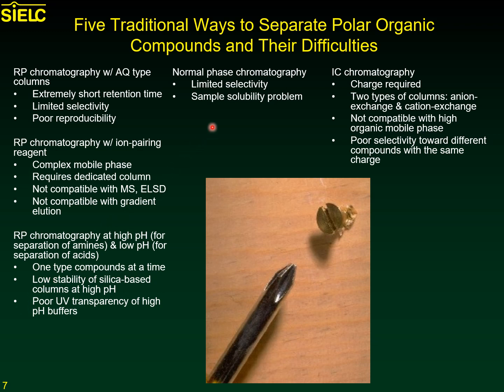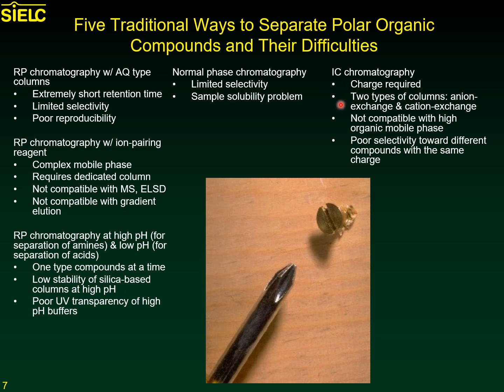Now, if one were to try to separate polar organic compounds with normal phase chromatography, they would once again find limited selectivity for individual components. And there's the potential for a sample solubility problem. As with normal phase chromatography, you are using a nonpolar mobile phase, and polar compounds and nonpolar solvents can sometimes have miscibility conflicts. And if one were to do ion exchange chromatography, this requires charge being present on your molecule.